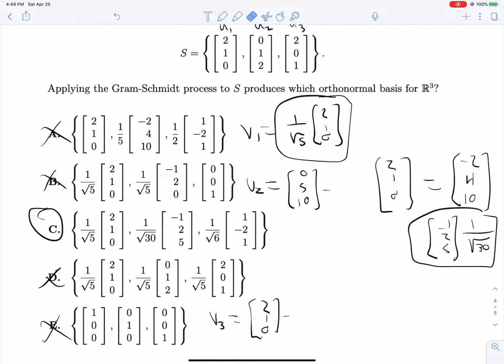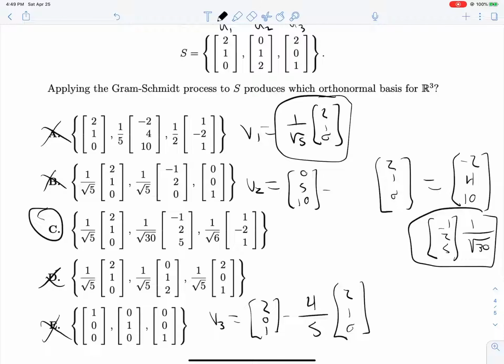Oh, that's what I did. Instead of 2, 0, 1, I wrote 2, 1, 0. Let's see, 2, 0, 1. So that should give us the answer then. 2, 0, 1 dotted with 2, 1, 0 gives us 4. There's our 4 over 5 times 2, 1, 0.